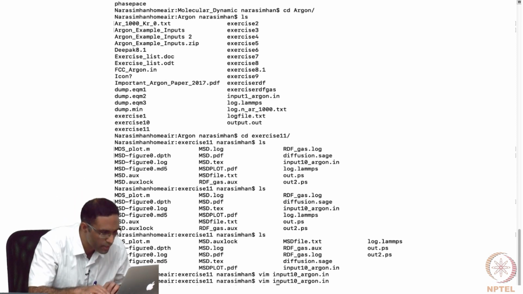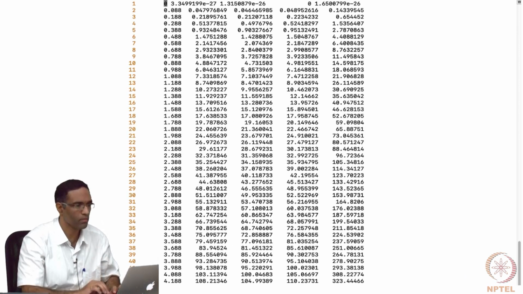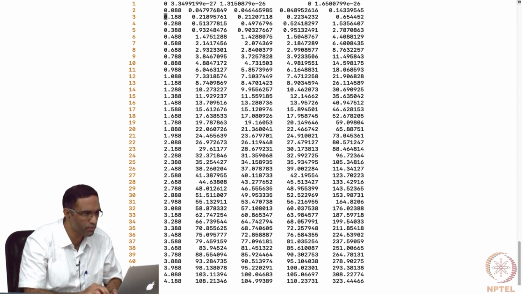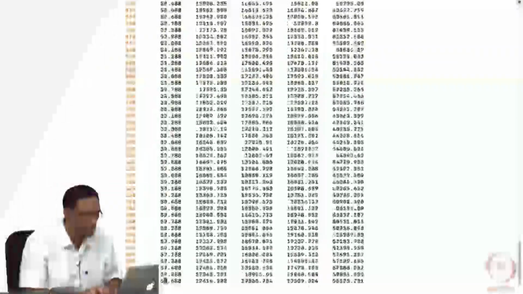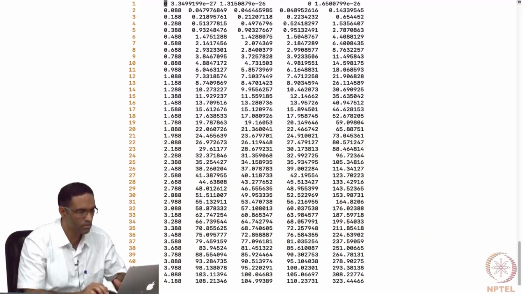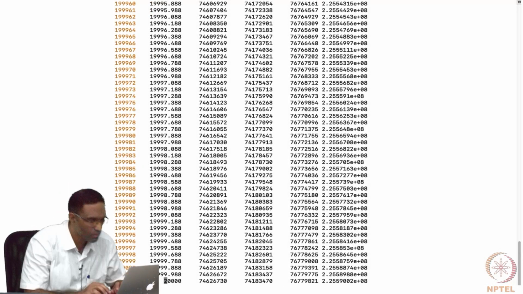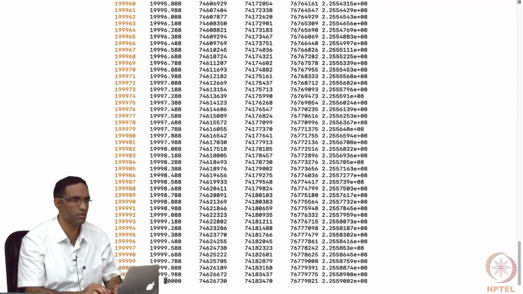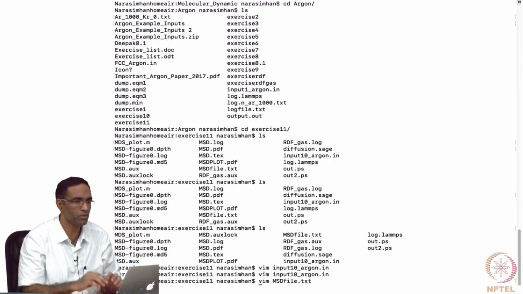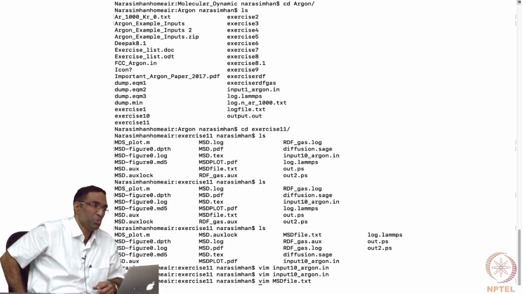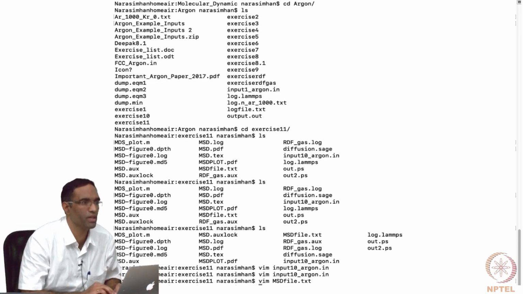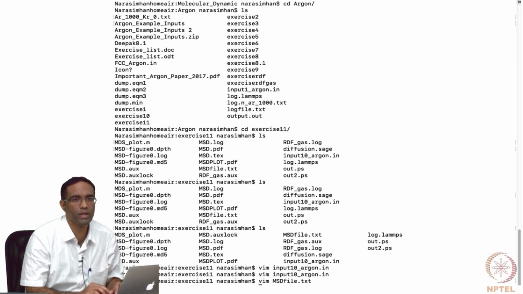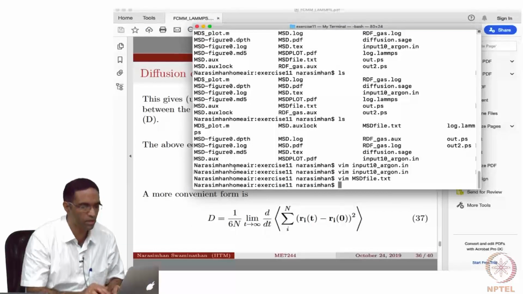If you look at the file, it looks like this, and the first column is basically the time, and it's going till about 20,000 picoseconds. That's huge, right? 20,000 picoseconds is a very, very long time, but you need that time in order to see the diffusive regime and be able to calculate the diffusion coefficient.